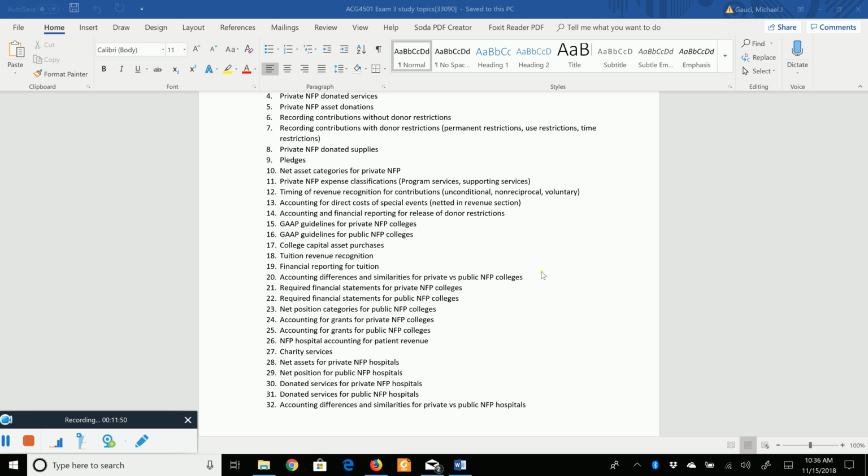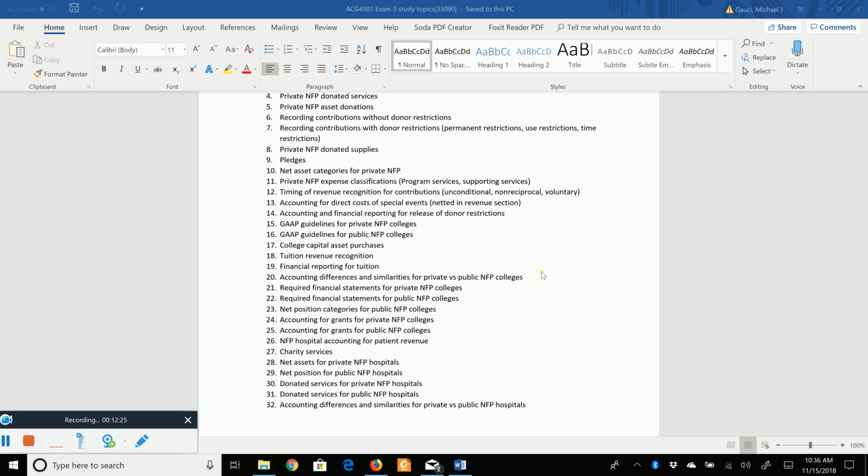Number 13, accounting for direct costs of special events. So a special event is unique. Once again, I refer you to the statement of activities in your chapter 14. A special event is where the revenue is recorded in the revenue section, and the direct costs for putting on that special event are actually netted within the revenue section. It's actually not shown in the expense section, so that's pretty unique. Make sure you understand the reporting of that.